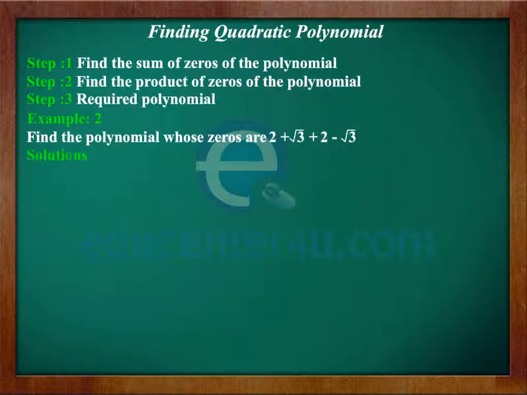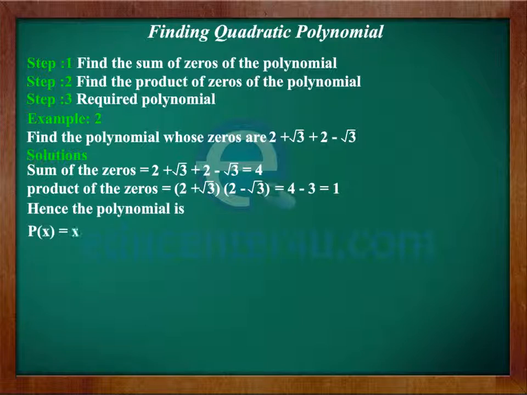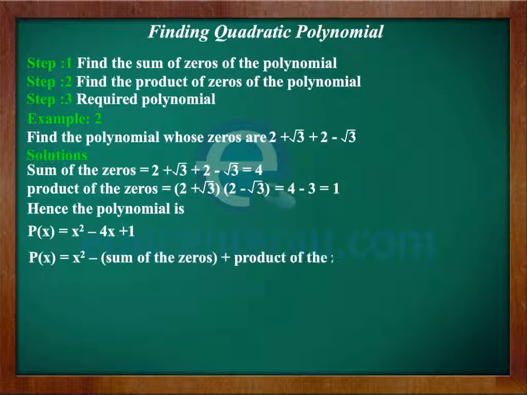Solution. Sum of zeros equals 2 plus root 3 plus 2 minus root 3. Root 3 minus root 3 gets cancelled. We get the sum of the zeros as 4. Product of the zeros equals 2 plus root 3 times 2 minus root 3 equals 4 minus 3 equals 1. Hence the polynomial is p of x equals x squared minus 4x plus 1, on applying the formula x squared minus sum of the zeros times x plus product of the zeros.